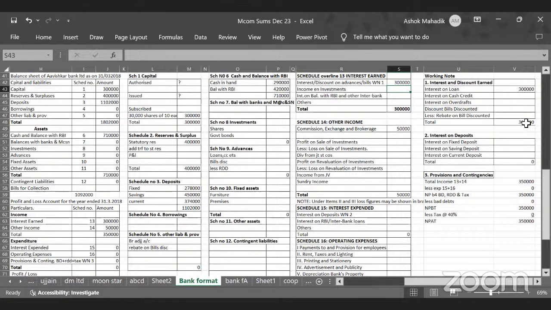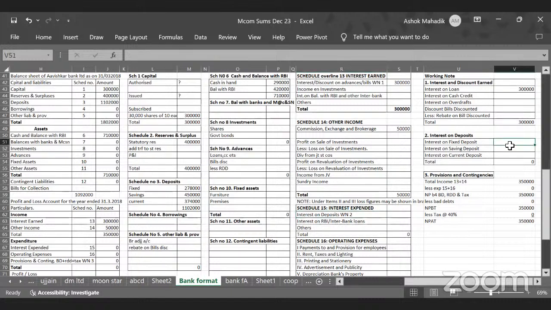Next is interest on fixed deposits. See, people keep their money with bankers in the form of current account, savings, and fixed deposits. So interest paid on them will be our expense. So it will go to schedule number 15. There are many types of interest, so I have made a working note number 2 for that.